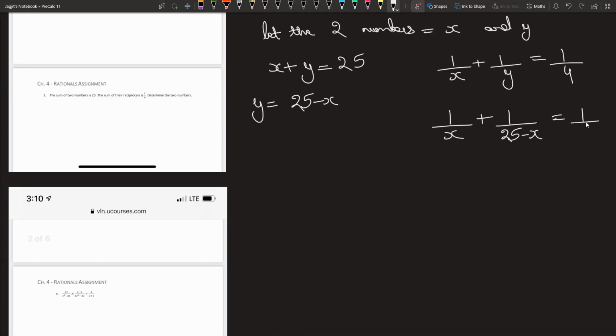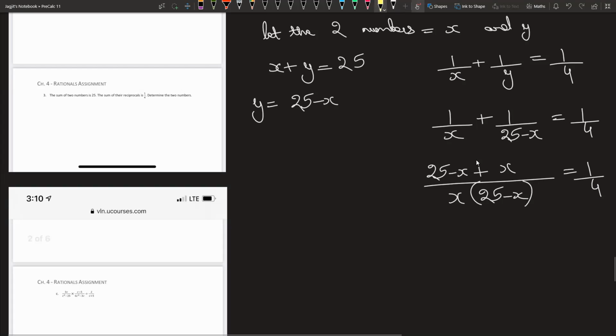That is equal to 1 over 4. So now we get the common denominator. You do 25 minus x times 1, plus x times 1, and your common denominator is x times 25 minus x. And that is equal to 1 over 4. Guys, look at this: minus x plus x cancels. And now we're going to cross multiply.